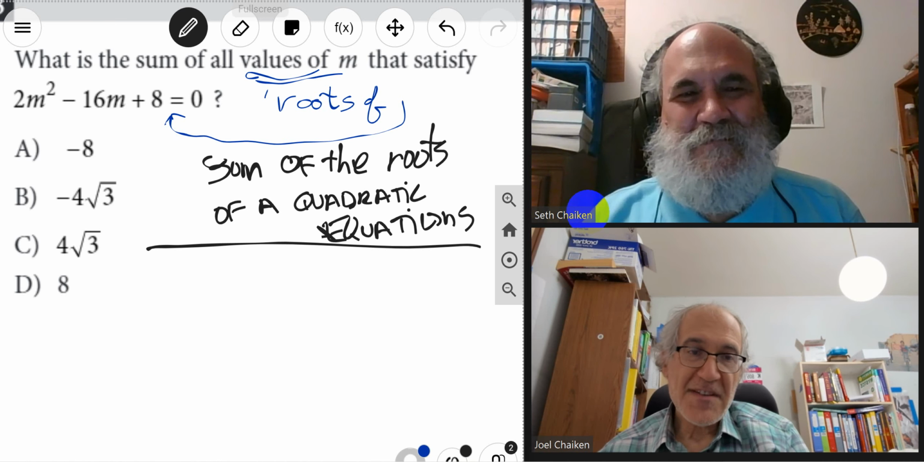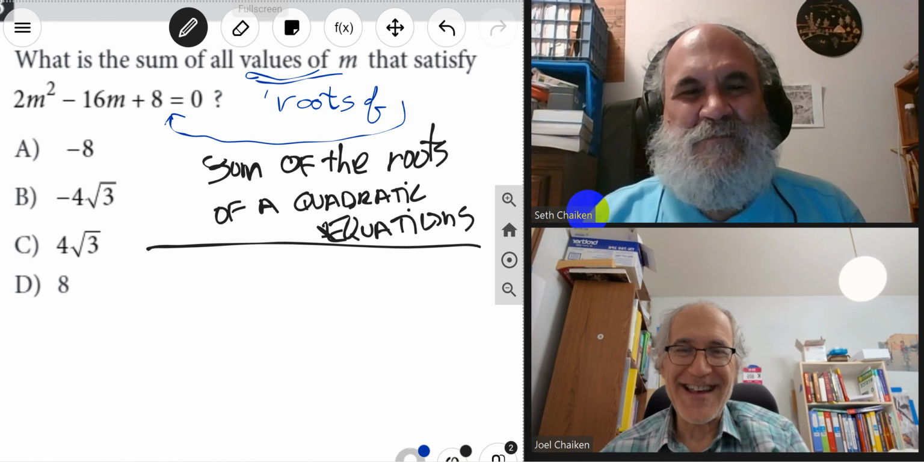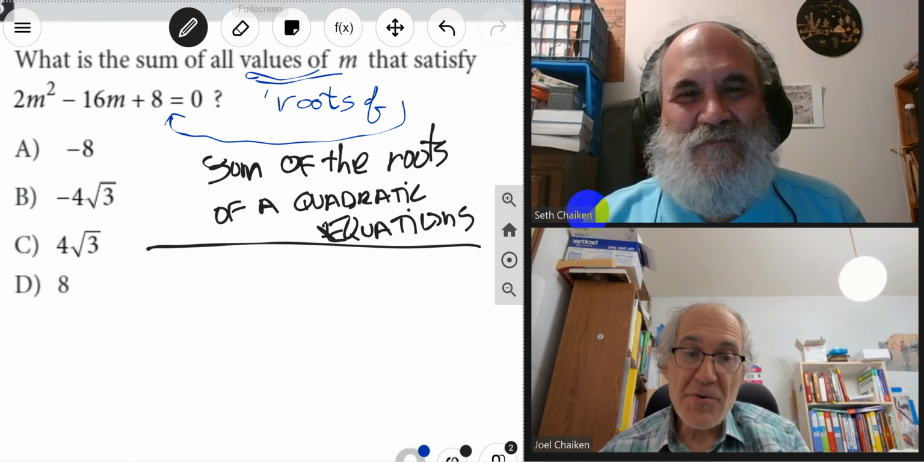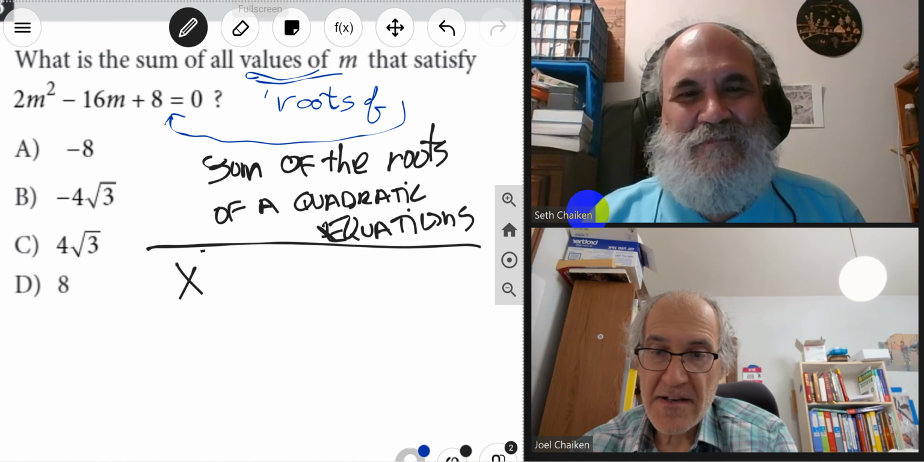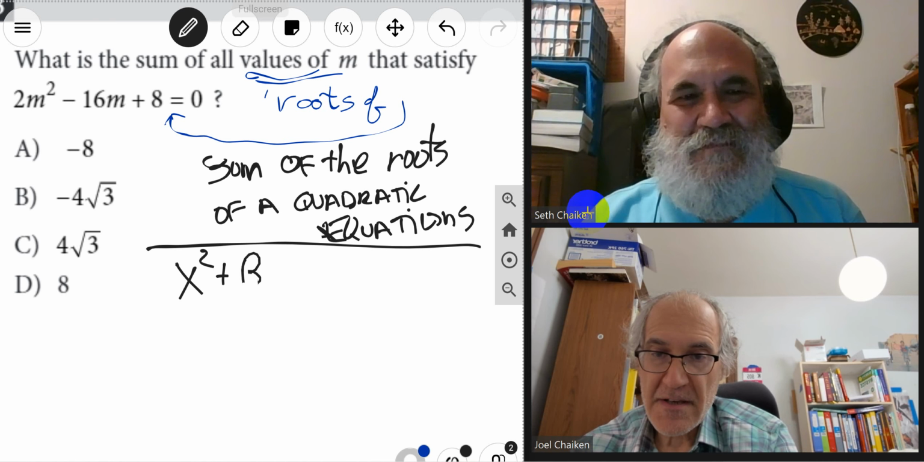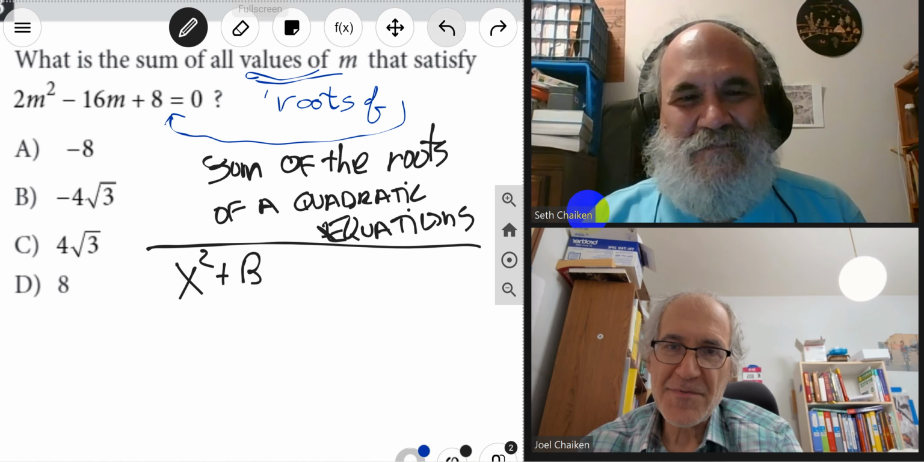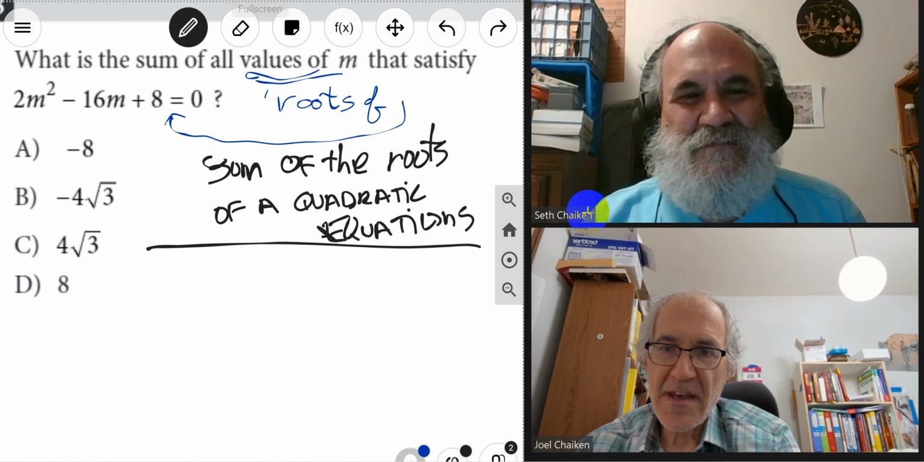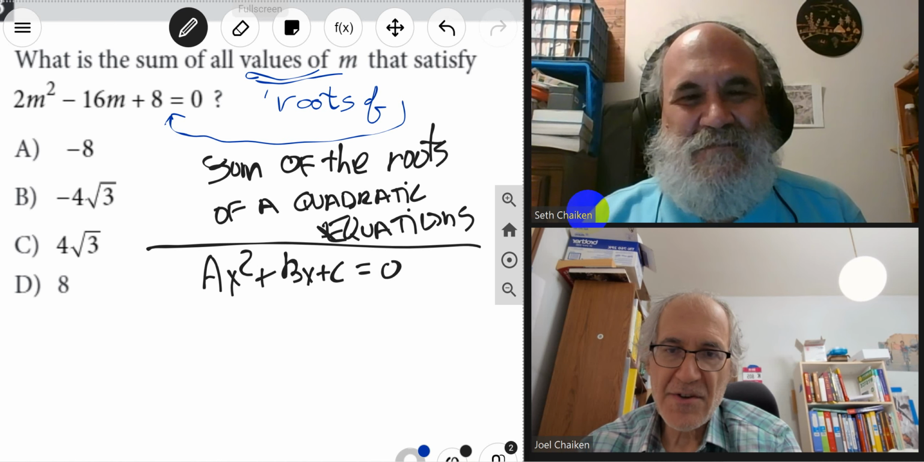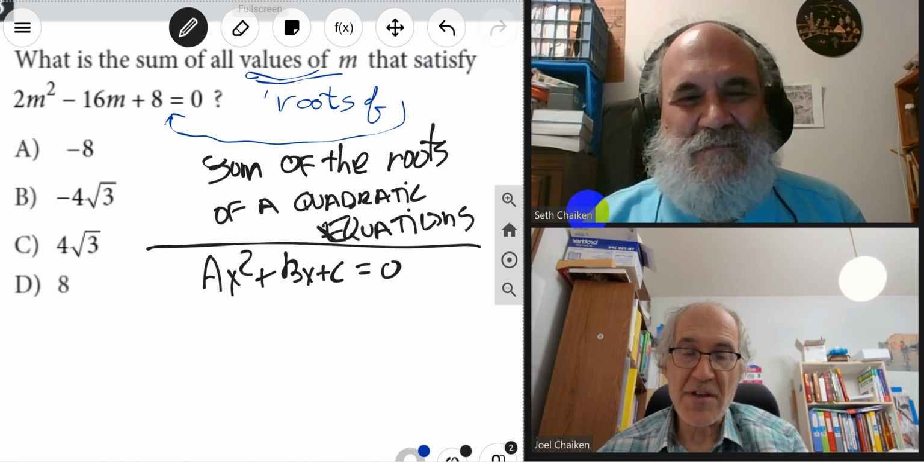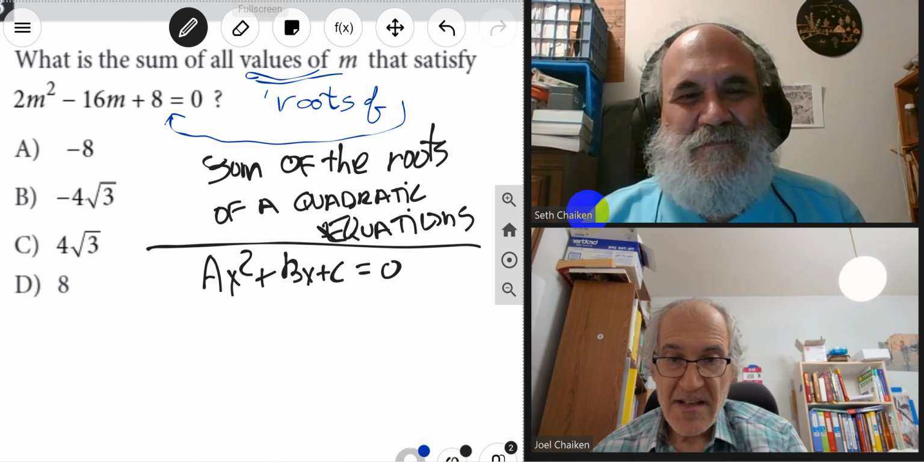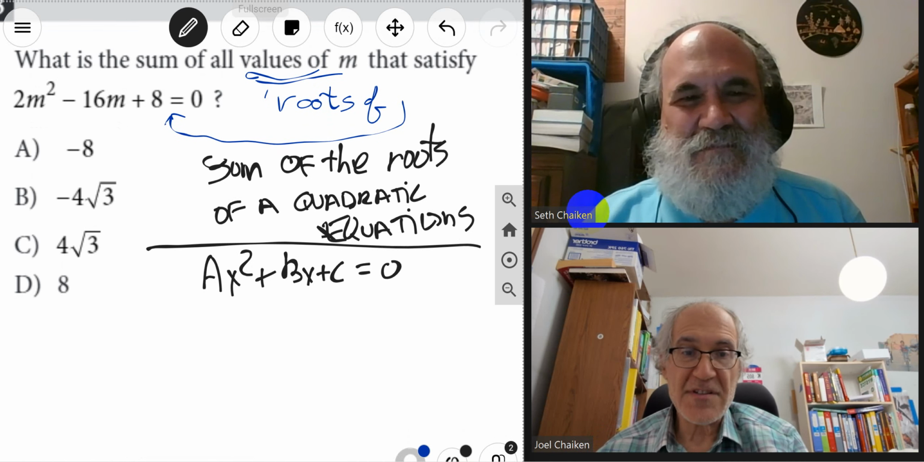So that being said, you have to know the formula for the sum of the roots of a quadratic equation. Most of the time you've seen it this way: ax squared plus bx plus c is equal to 0, and you're supposed to know the sum of the roots of the quadratic given this. There is actually a formula that tells you what the sum of the roots is.